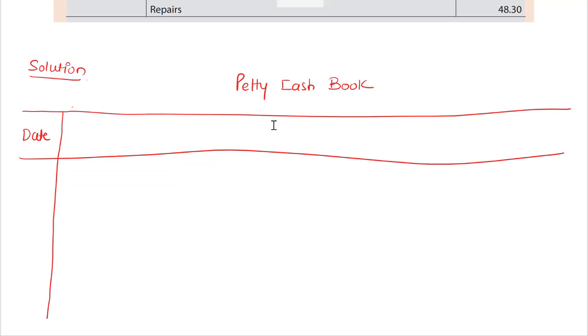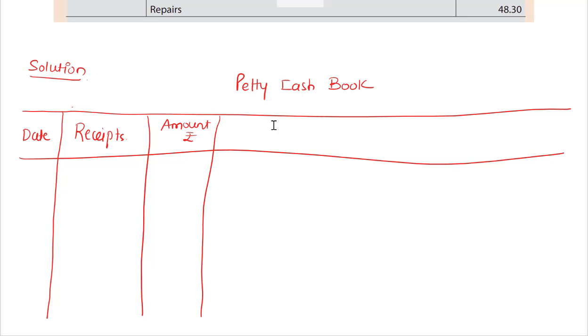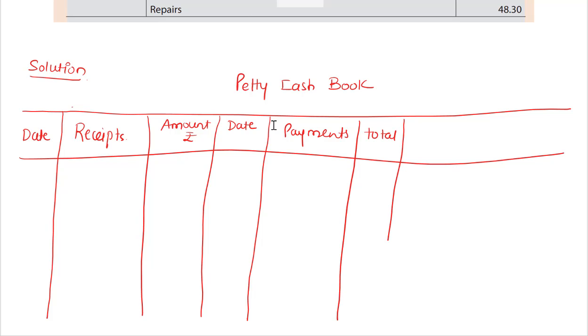First column is date. Second column is receipt. Third column is amount. Fourth column is again date. Then you have payments. Total payment and bifurcation of the payment.